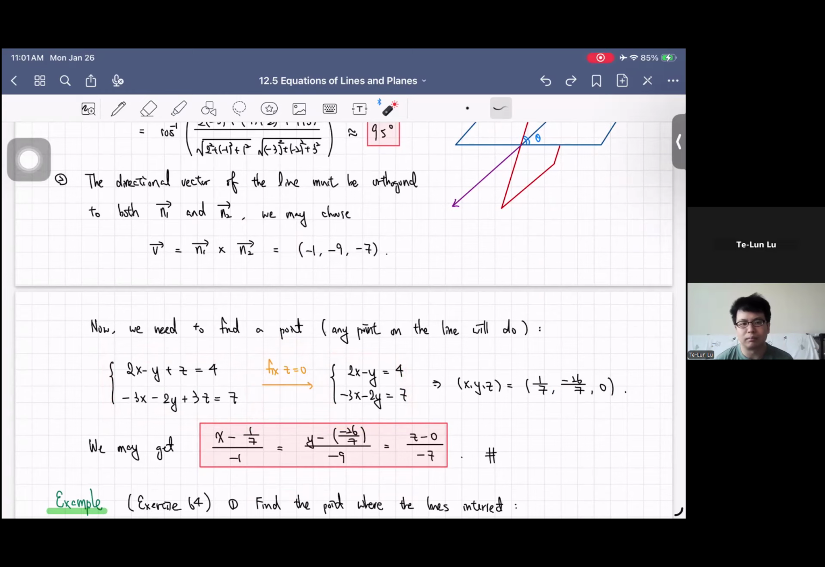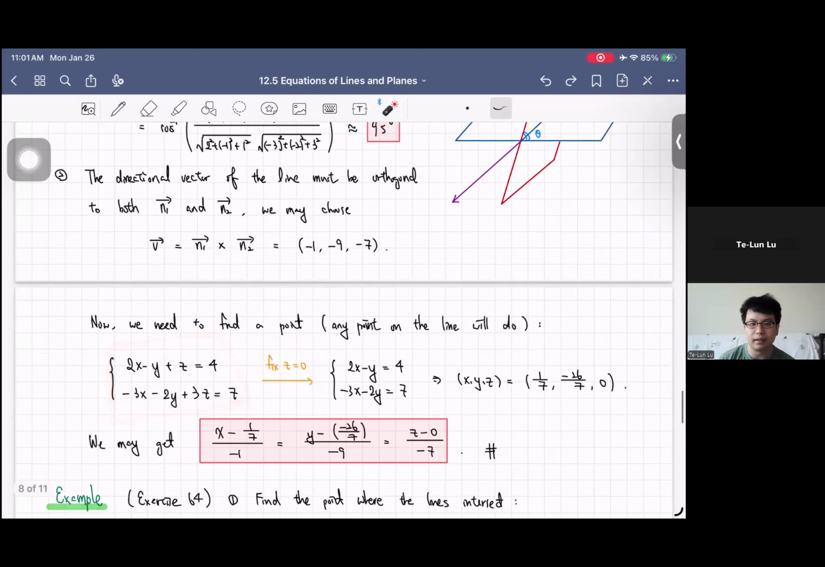You can simply plug in any point that you want, as long as it is on both of these planes. Okay. So given the directional vector and also the point, in this case I write the symmetric equations: x minus the point, y minus the point, z minus the point, divided by the directional vector coefficients should be the same.